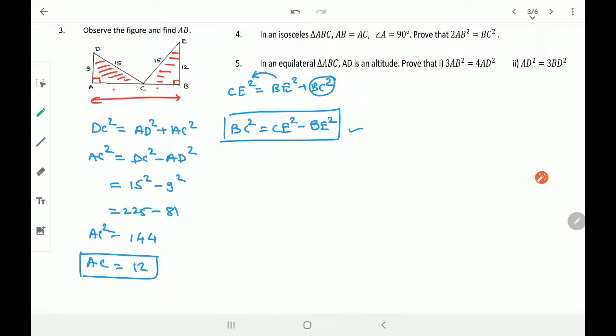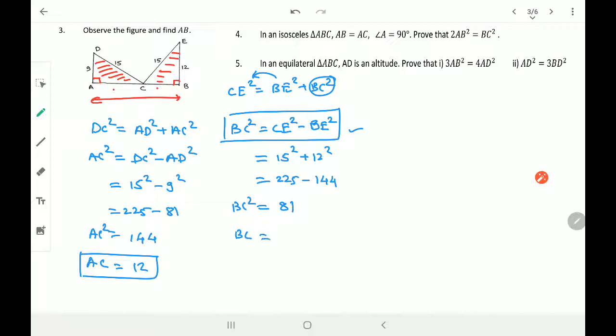Okay, so you are supposed to use this as a Pythagoras theorem as well, so keep in mind. Anyway, BC square is equal to CE square, again 15 square plus 12 square, which is 225 minus 144, has to be 81, right? It has to be 81. So BC square is equal to 81.